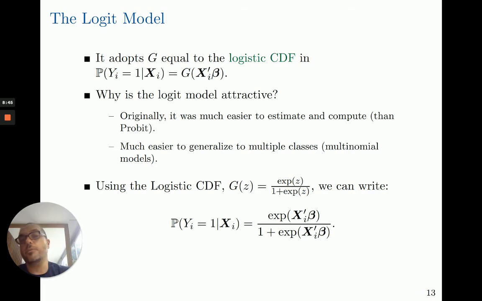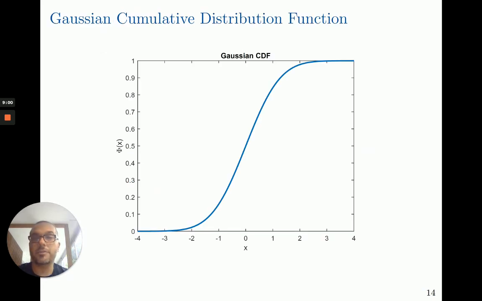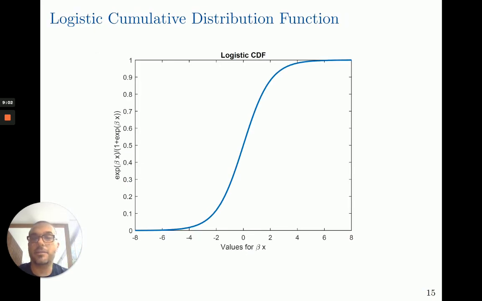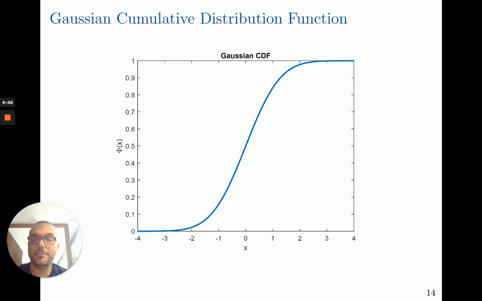So we can write the probability of y equals 1 given x as the exponential of x beta divided by 1 plus the exponential of x beta. And that's the Gaussian CDF, and that's the logistic CDF. You see they're pretty much similar.